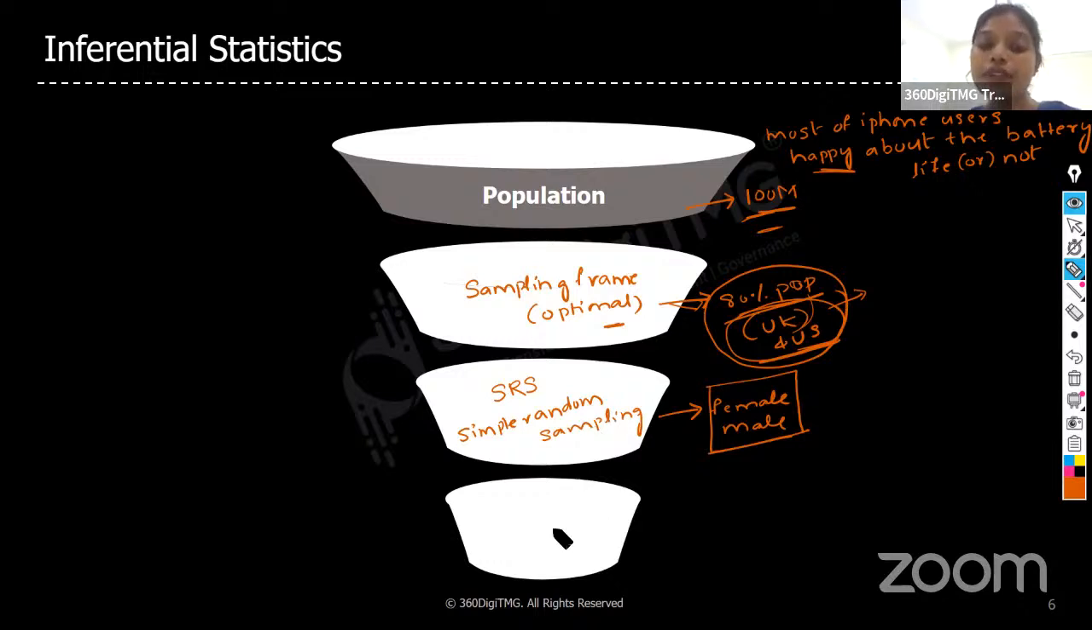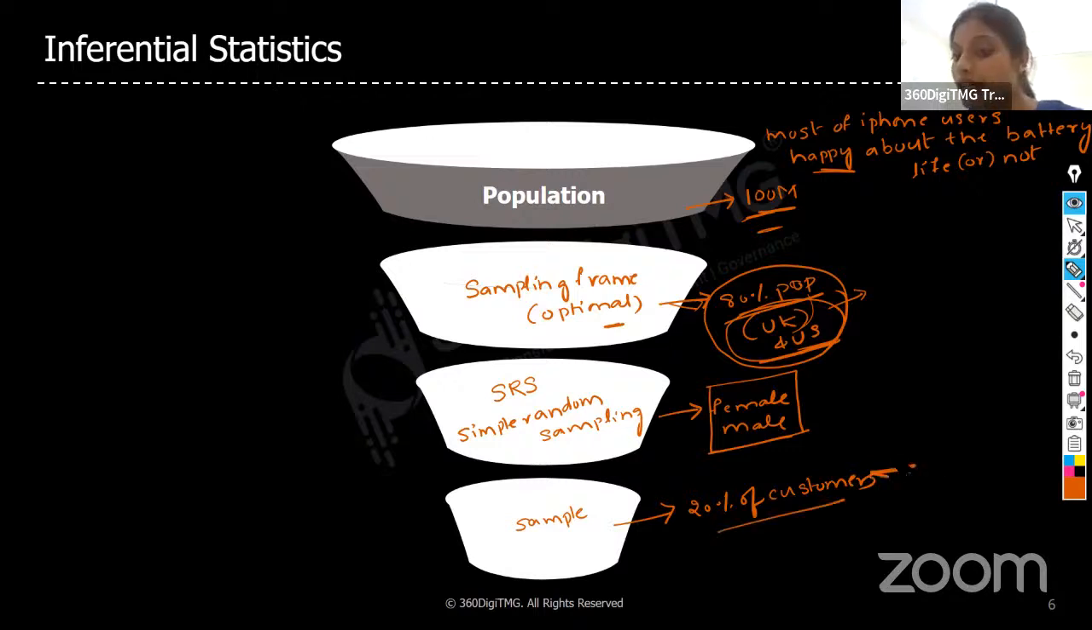And later on, we will get some sample. So we will take some sample out of this 80%. I will examine 20% of the customers present in the US or UK. Out of this 20% customer review, I have just got the inferences. Out of 20% of customers present in the UK and US, I got the inference that most of the people are happy about the battery life of the iPhone.